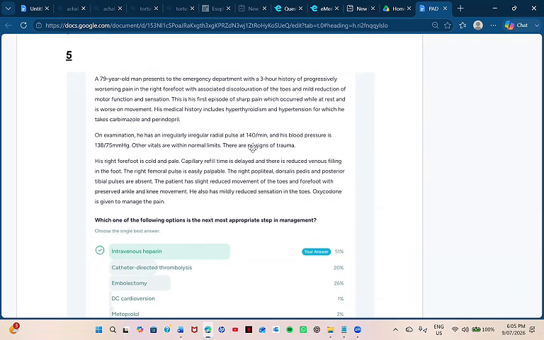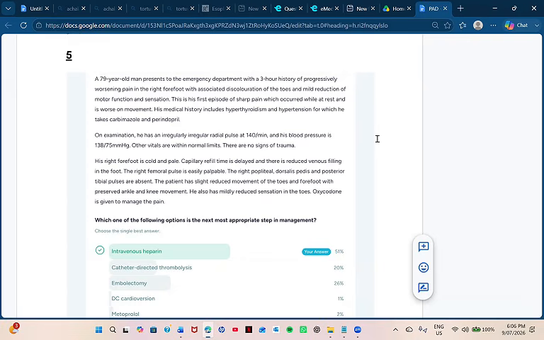Yeah, this is the first episode. Sharp pain which occurred at rest and worsens on movement. His medical history includes hypothyroidism and hypertension, for which he takes carbimazole and perindopril. On examination, he has an irregular radial pulse of 140 and blood pressure is 138/75. Other vitals are within normal limits.